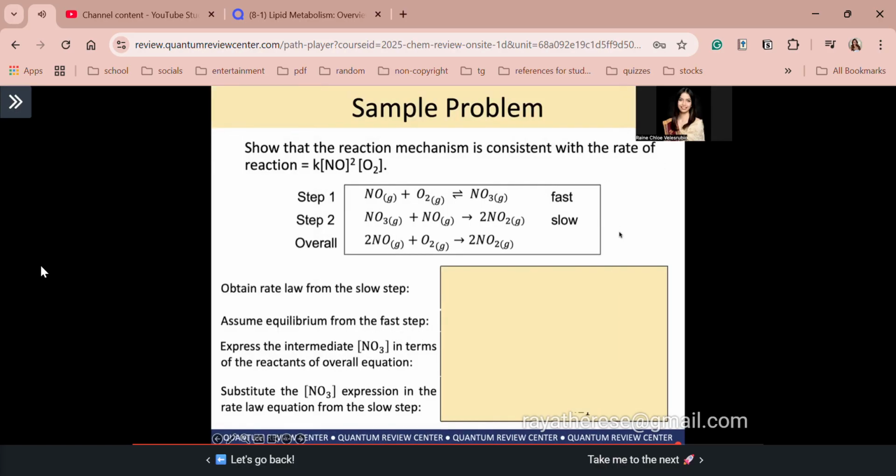So, show that the reaction mechanism is consistent with the rate of reaction k[NO]^2[O2]. So, here, guys, we have basically an experimental rate law. Okay, tapos titingnan natin if consistent ang reaction mechanism sa experimental rate law. Okay? And this is the given reaction mechanism. For step 1, we have a fast reaction here. Step 2, a slow reaction here. And we have an overall reaction.